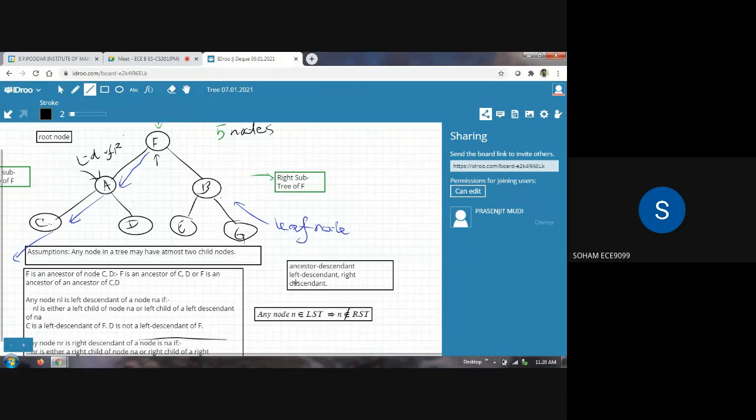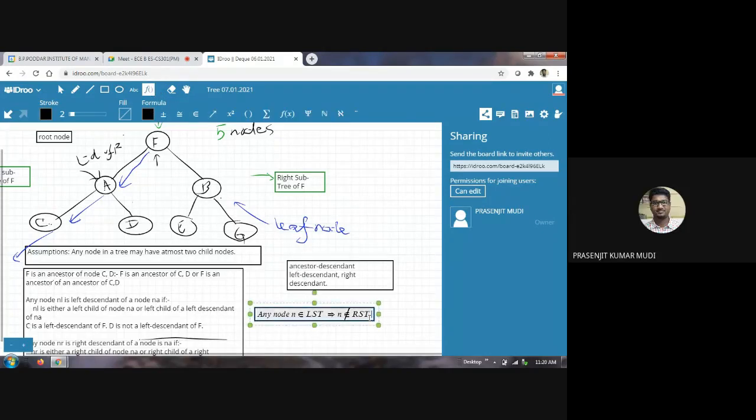Sir, one doubt. If we consider the tree and depict node E, can we say that node E is the left child of a right descendant of F? Yes, left child of a right descendant of F, but it's not a left descendant of F. Okay, that doubt.